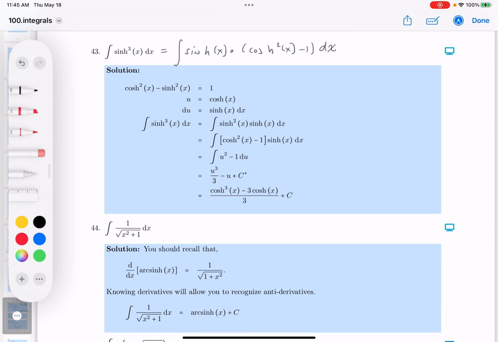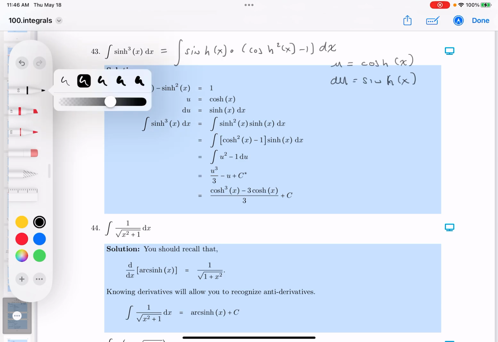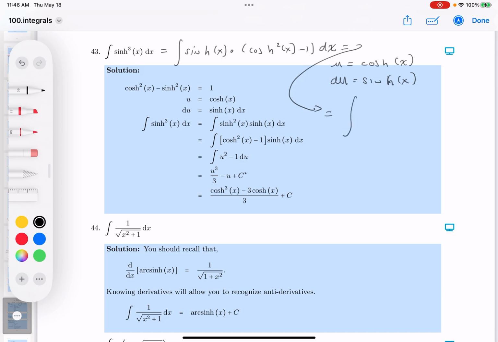I'm looking at this and wondering, did it get any better for me? I'm going to say maybe a u substitution is going to work out nicely. So I'm going to say u is equal to the hyperbolic cosine of x. And what's du going to be equal to? Hyperbolic sine. Okay, let's write this down now. That's going to be u squared minus 1 du.